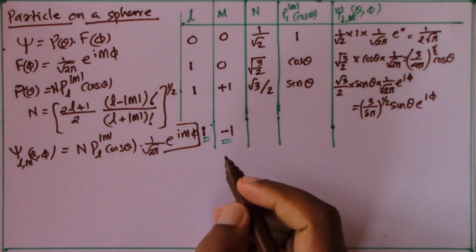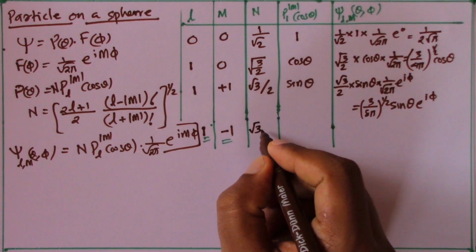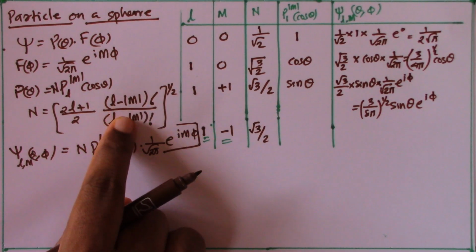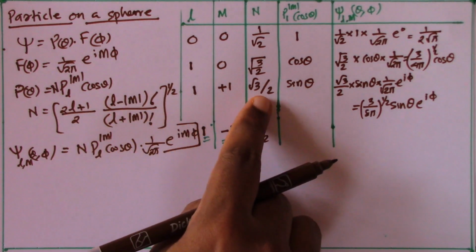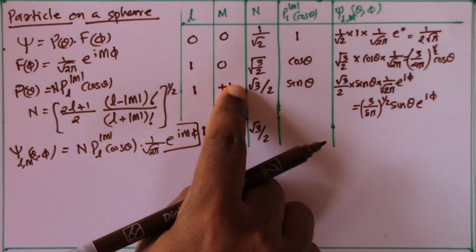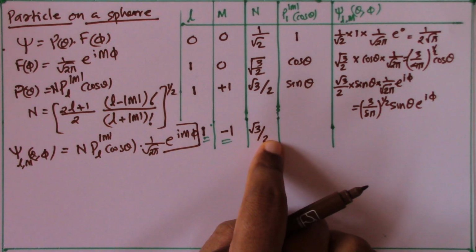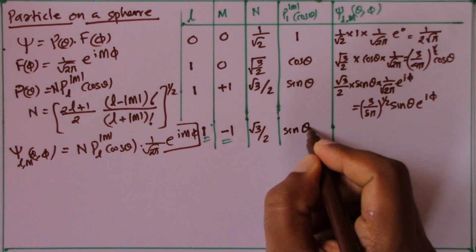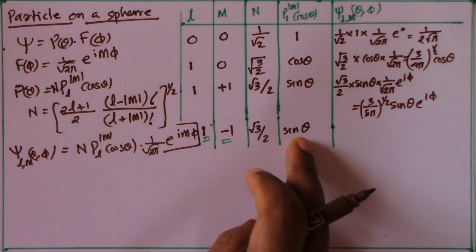In this case we have the normalization factor equal to root of 3 divided by 2. You can note that we are taking the absolute value of m in this expression. Therefore, even if it is plus 1 or minus 1, this is not going to change. Whatever value we got here, we will get the same value here, because the absolute value of m in this case is 1 and 1 here. So this is the normalization factor, and PLM cos theta also is sin theta, because there also we are considering only the absolute value of m.